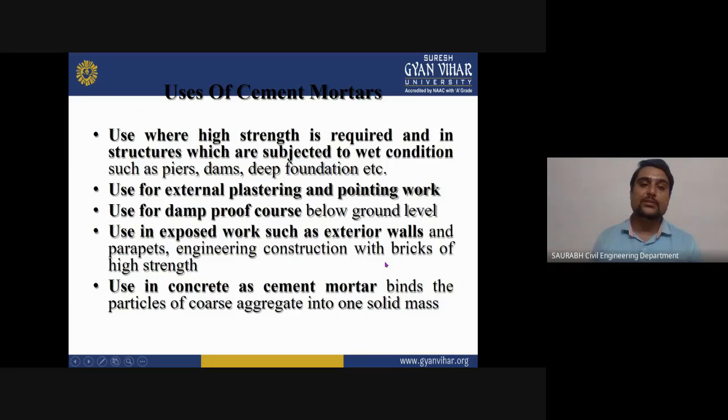Use of cement mortar, as you can see, is where high strength is required and in structures which are subjected to wet conditions such as piers, dams, deep foundations, etc. It is used for external plastering and pointing work, damp-proof courses below ground level, exposed work such as exterior walls and parapets, and engineering construction with high-strength brick. Use in concrete, as the cement mortar binds the particles of coarse aggregate into one solid mass.